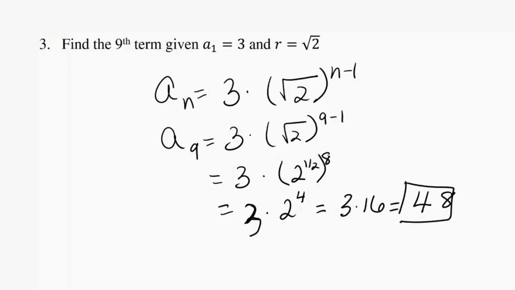So again, with a lot of these sequences and series, we have formulas. Use them. Don't start off with 3 and then multiply by root 2 and then multiply that by root 2 and then multiply. That just takes forever. Use a formula. It's going to be more helpful and you get a quicker answer.